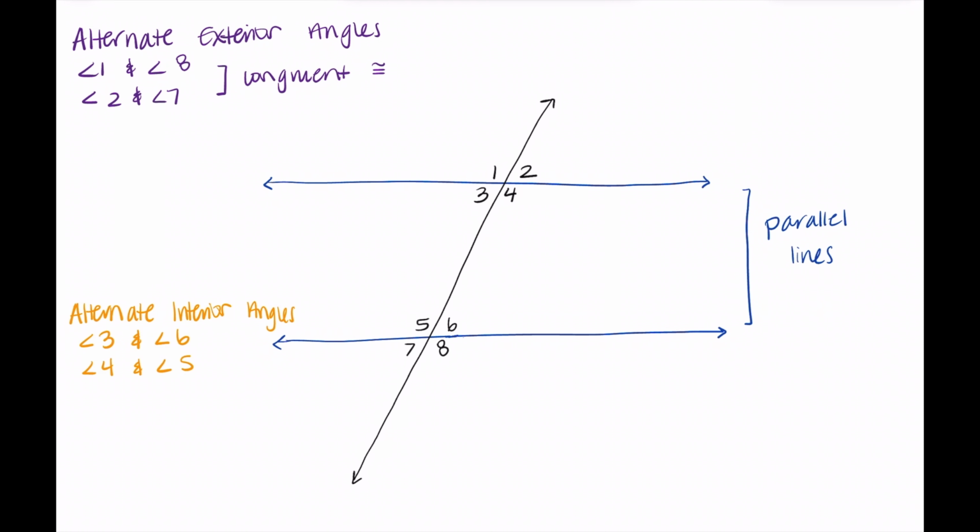Now for alternate interior angles, we're looking for angles inside of the parallel lines on opposite sides. Our alternate interior angles would be angle 3 and angle 6, as well as angle 4 and angle 5. And those two pairs of alternate interior angles would also be congruent.